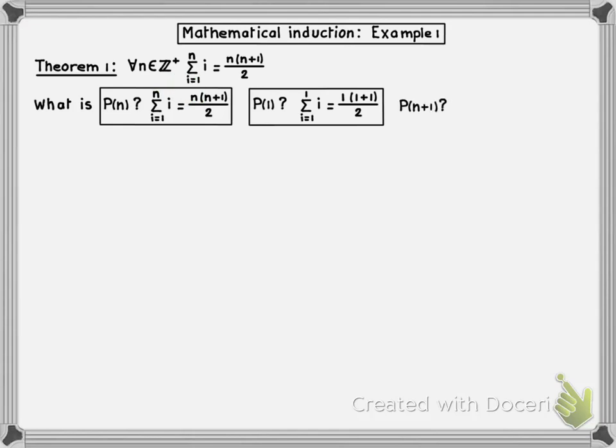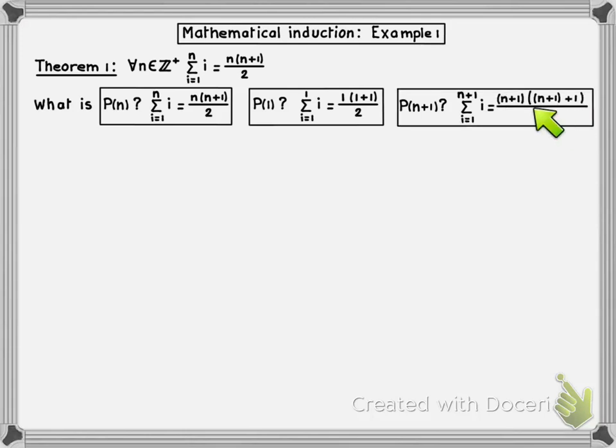So what is P of n plus 1? Well, P of n plus 1 is what you get from this expression by replacing every occurrence of n by the integer n plus 1. So you get the sum for i equals 1 to n plus 1 of i, which is equal to this complicated fraction here.